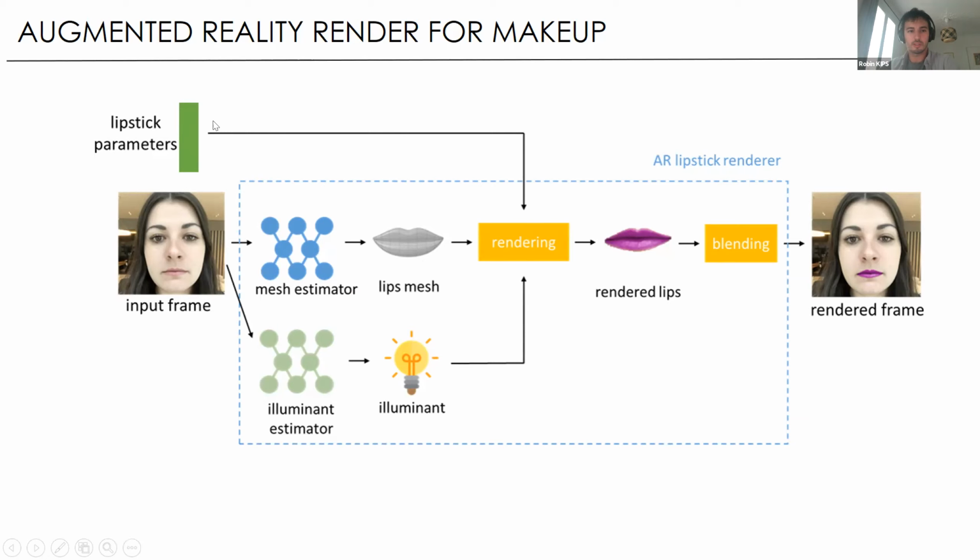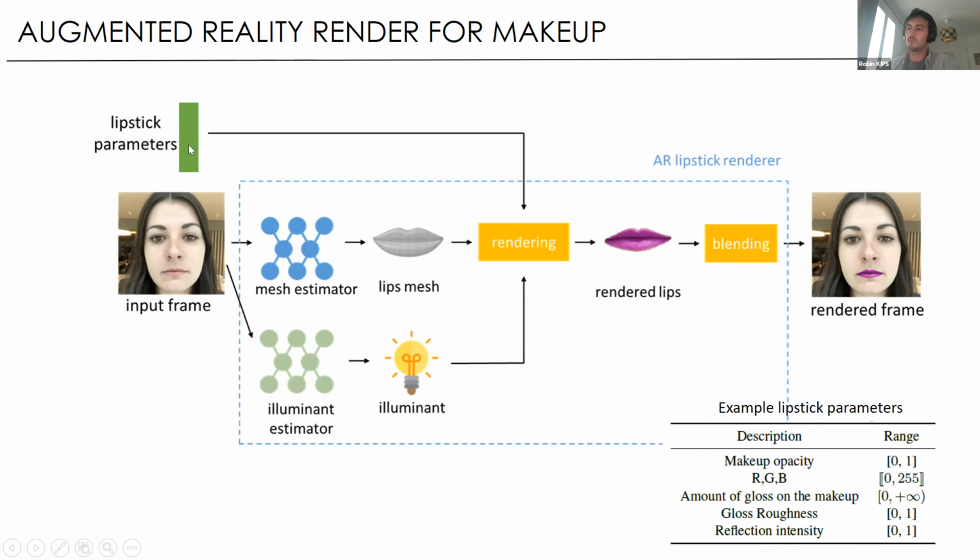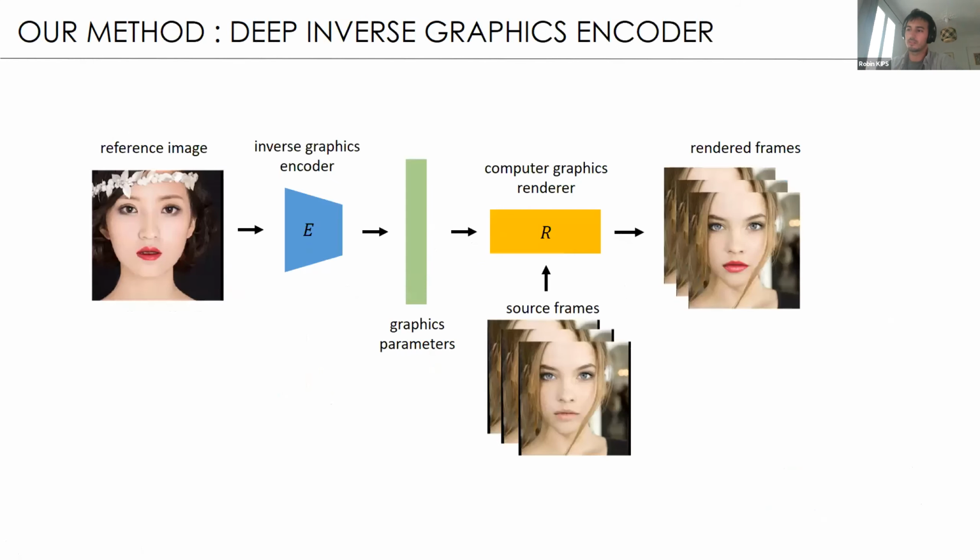And what I want to draw your attention to is this little green box here, the lipstick parameters. There is a set of parameters that are used to control the appearance of the makeup that we want to synthesize. For instance, for this lipstick example, you would have a parameter representing the makeup opacity, you would have an RGB tuple, you would have the gloss intensity and roughness, all kinds of parameters. And it's actually a really interesting space to work on compared to the learned latent space, because it's really compact. And I think by now you can kind of understand where this is going.